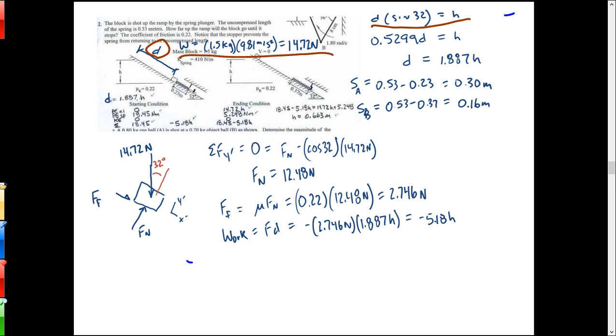You want to get the weight of the block, not the mass. It's 14.72, at least for the potential energy anyway. And then you want to go through the rigmarole here and get in the friction. Use the cosine of the ramp angle to get the normal, 12.48. Multiply that by the coefficient of friction, 0.22, so it's 2.75. Then multiply that by the distance, 1.887H. So remember to multiply that frictional force by the distance. Remember to use cosine of the ramp angle for that normal force.